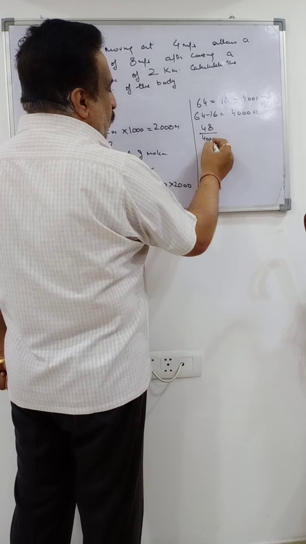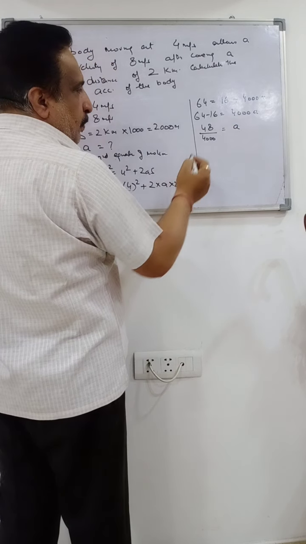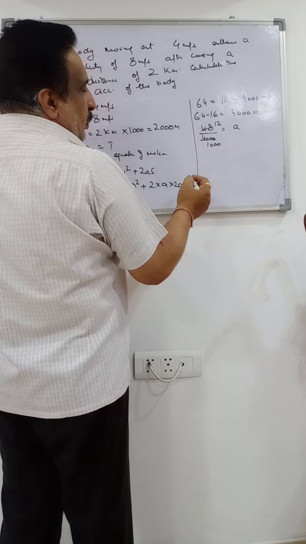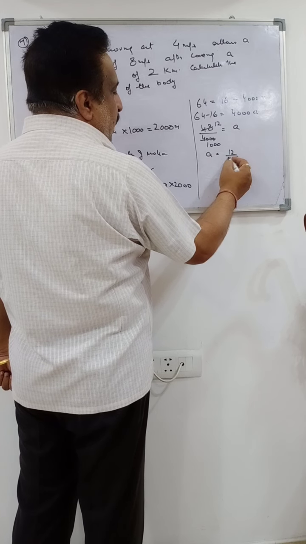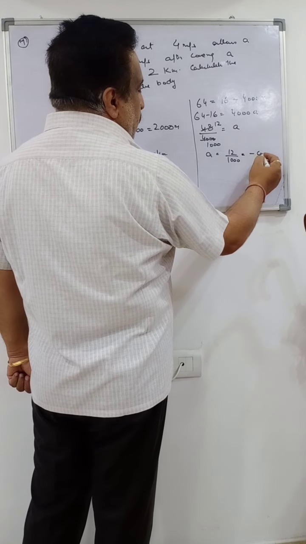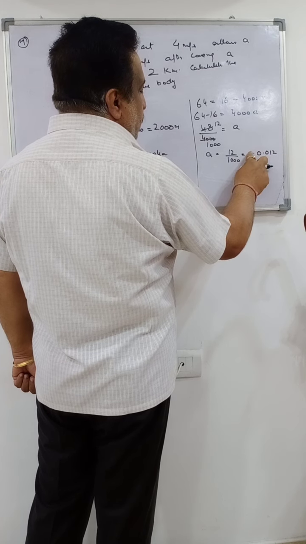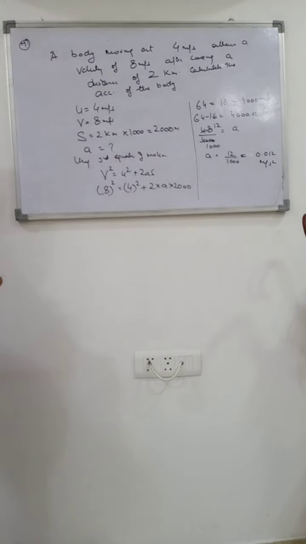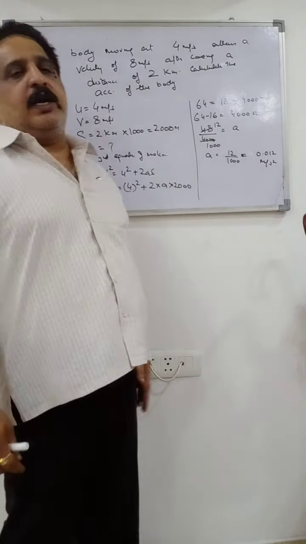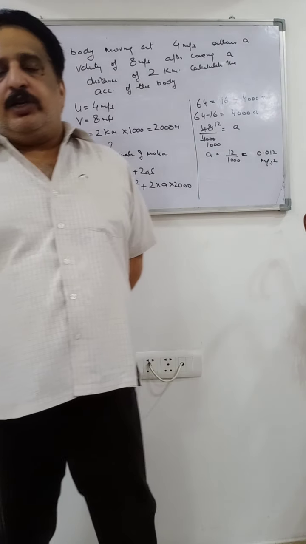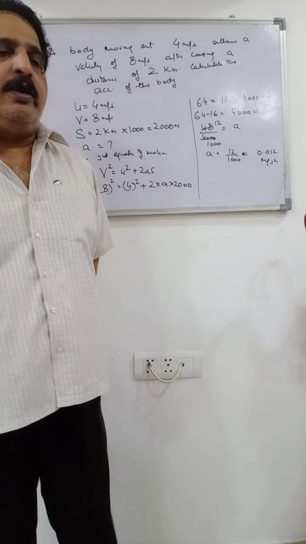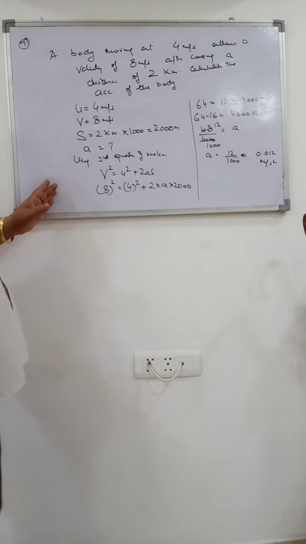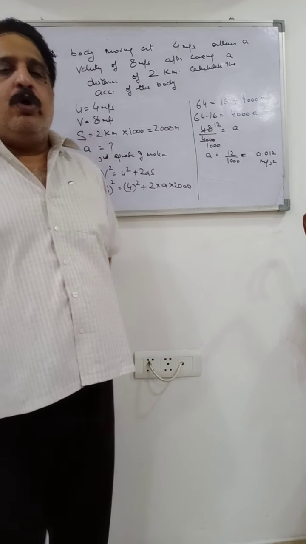48 upon 4000 will come down, is equal to A. This will be 12 and this will be 1000. 4 12s are 48. So A is equal to 12 by 1000, which is 0.012 meter per second square. Sorry, not minus but 0.012 meter per second square is the acceleration. Acceleration is positive. It means that the velocity of the body is increasing and not decreasing. Is that clear? So this is another type of question in which kilometers have to be changed into meters.